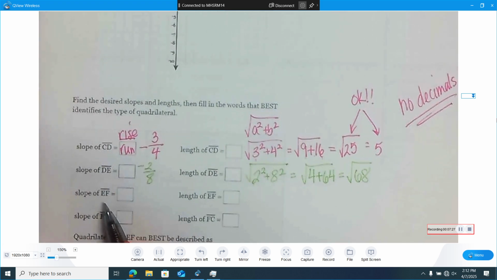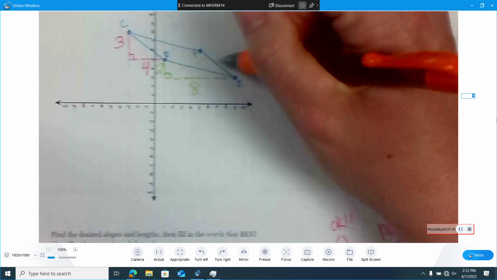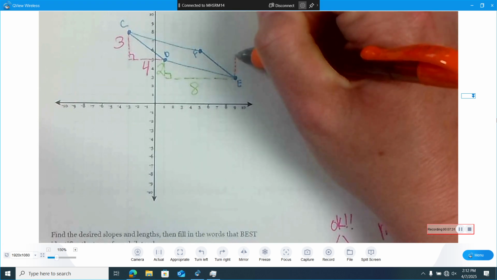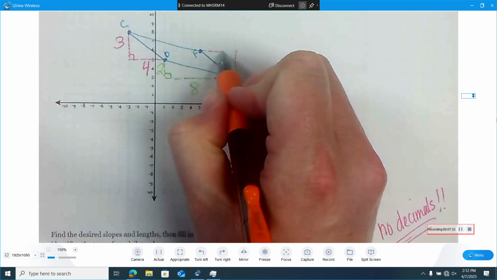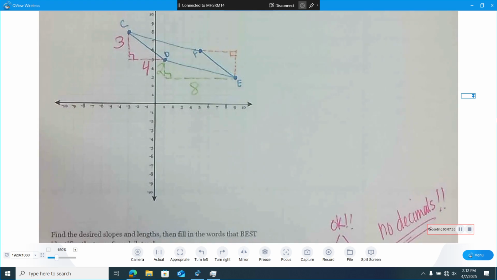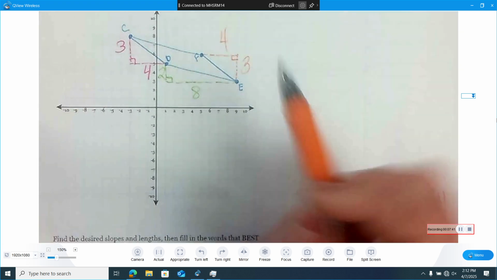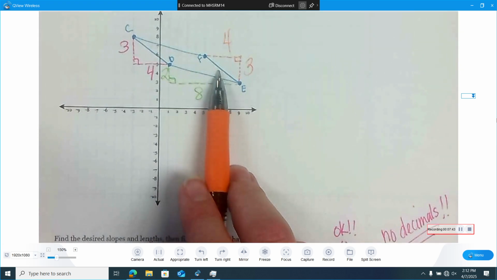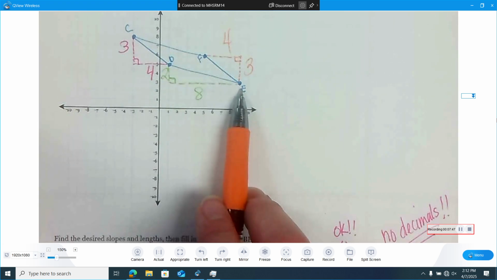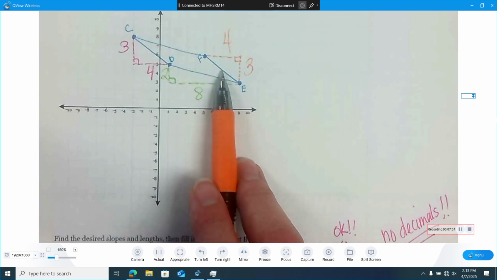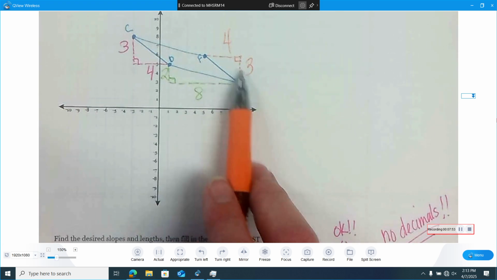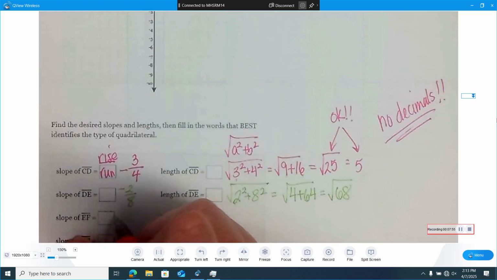Next they tell us go to EF. So EF, again, I want a vertical piece and a horizontal piece. What's the vertical length? 3. And the horizontal? 4. Is this a positive or negative slope line? Negative. It's going downhill from left to right. So it has a negative. What's the rise? 3. And the run? 4. So negative 3 over 4.